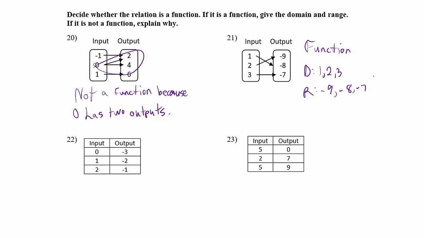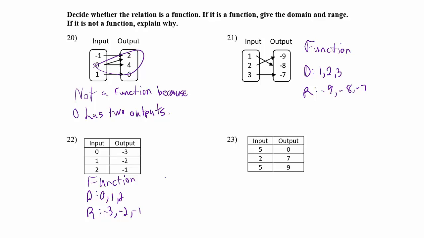On 22, when we have it in table form, it really works out to just look for whether or not there are repeated values in the input column. Because if there's not, then 0 has an output, 1 has an output, 2 has an output, so that's a function. None of them had multiple outputs. So our domain is the inputs, our range is our outputs.